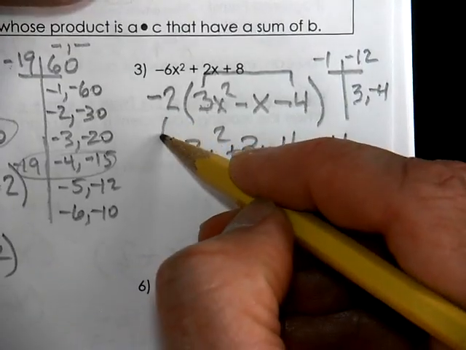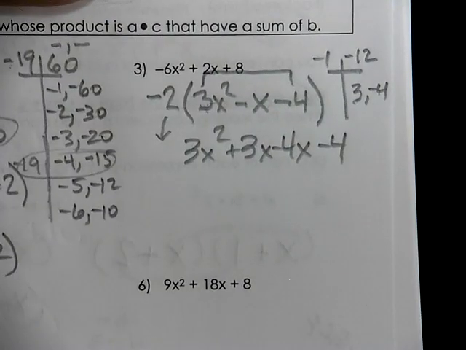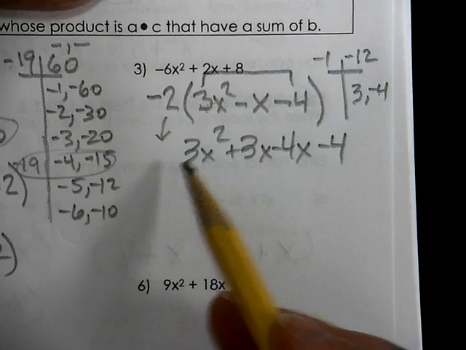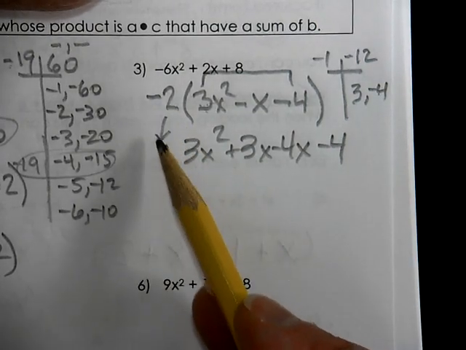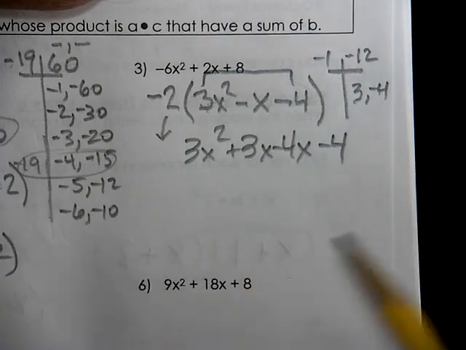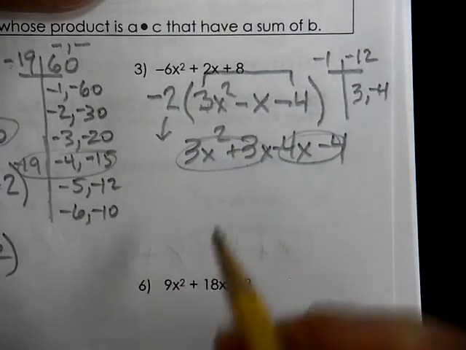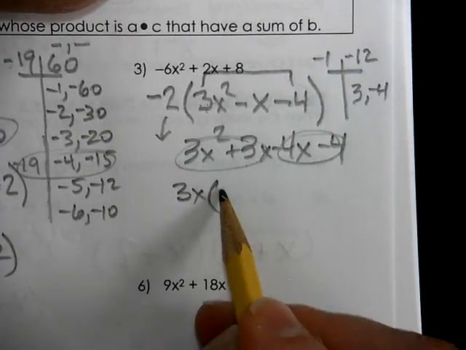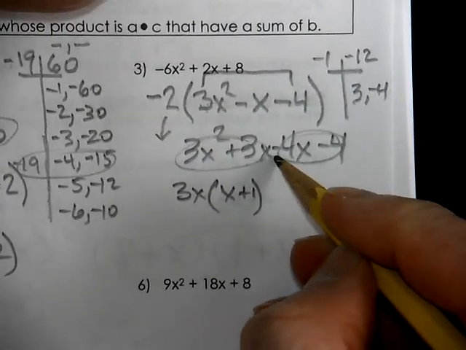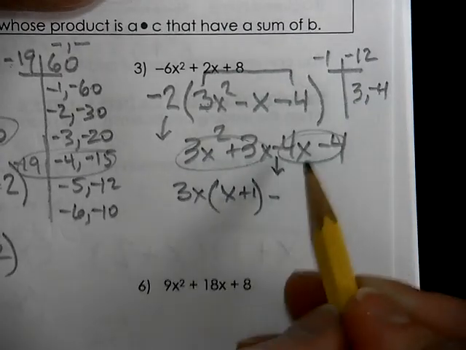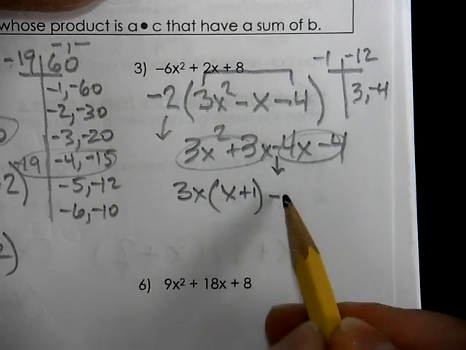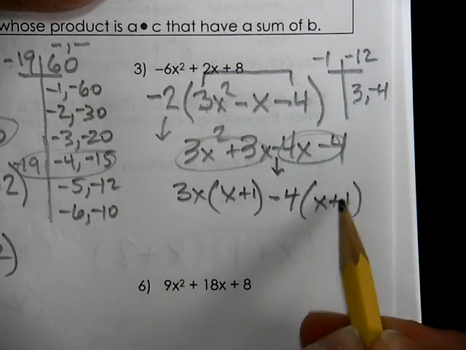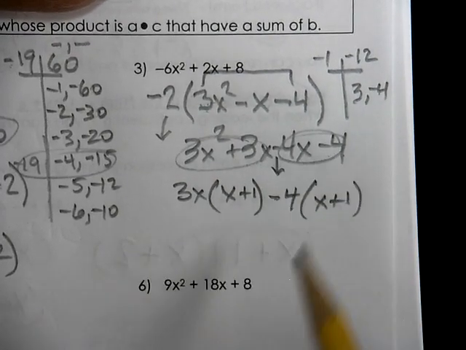Now, it's never a bad idea to keep writing the negative 2, but it gets a little busy if you keep parentheses going. So I'm just going to help remind myself to bring the negative 2 down. Factor by grouping. Pull out what you can. So a 3x comes out. That leaves me with x plus 1. Bring down my sign. Factor out what you can. That's a 4. That's x plus 1 because a negative 4 times a positive 1 gives you a negative 4.